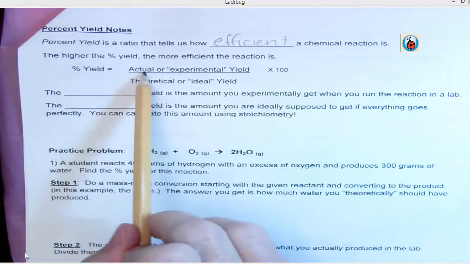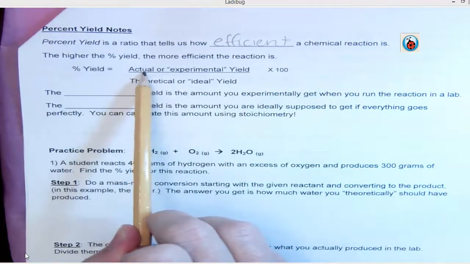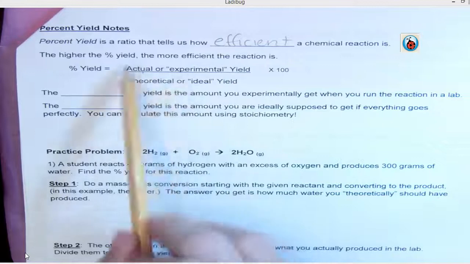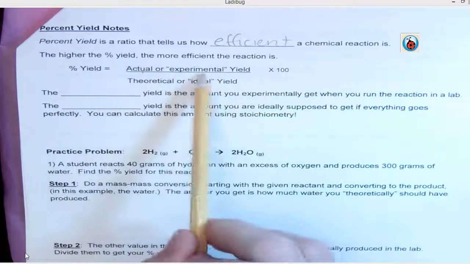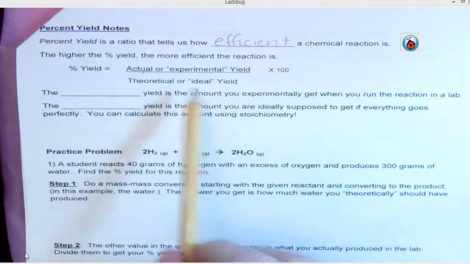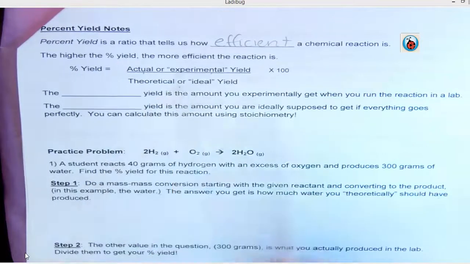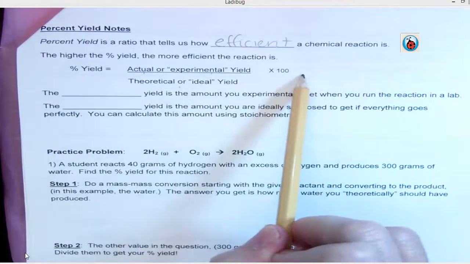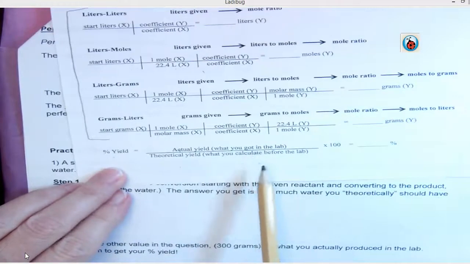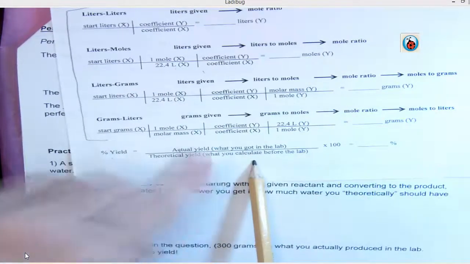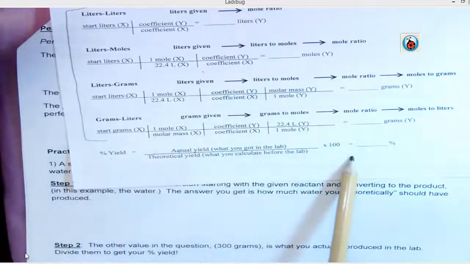So the actual goes on top. That's your experimental. I did a reaction in an experiment and I got this amount. How much should I have gotten is the theoretical, times 100, okay? And I have that on here. What you got in the lab over what you calculated you should have gotten in the lab, times 100. That's going to give us our percent.